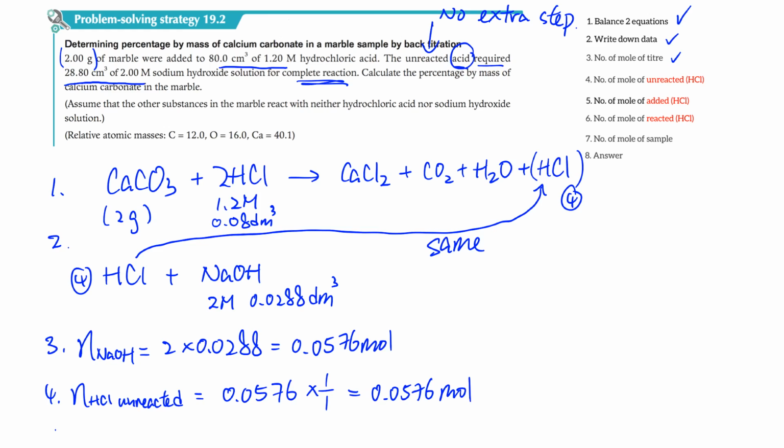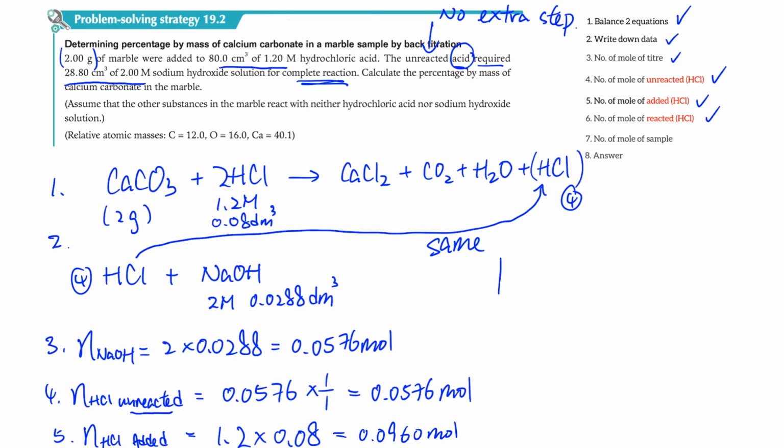And then step 5, we're going to deal with the unreacted one. You see that I said unreacted. So now I'm going to calculate the HCl added. So HCl added will be equal to 1.2 times 0.08. This value will be 0.0960 mole.